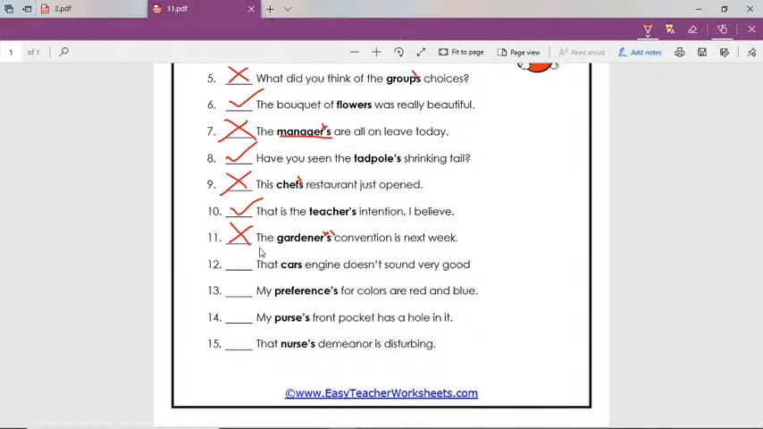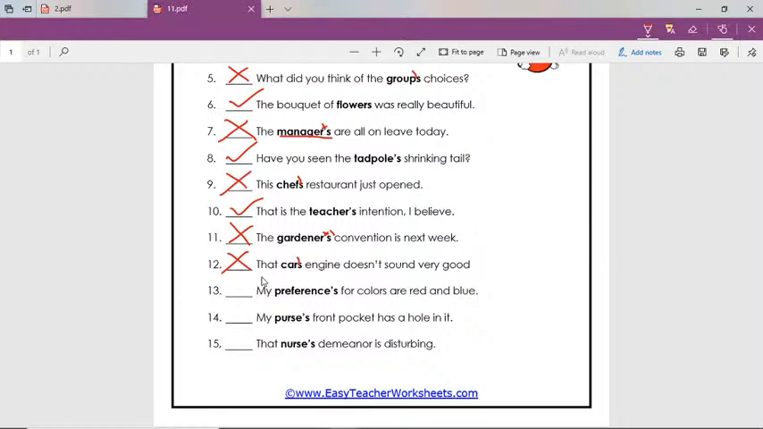Question 12. That car's engine doesn't sound very good. This is wrong because the noun comes after the bold word. So it implies that that noun, engine, belongs to the car. So it should be car apostrophe S engine. The car's engine doesn't sound very good.